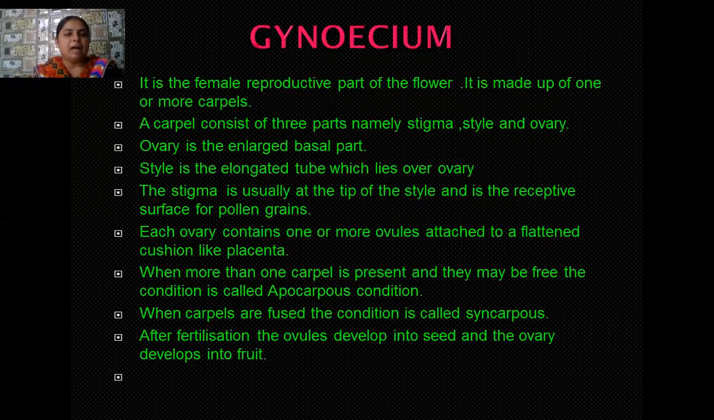And what happens after fertilization? These ovules, which are present inside the ovary, become the seed, and the ovary later ripens to form the fruit. So whenever you open a fruit, you always find seeds. These seeds are actually the ovules, and the fruit is actually the ripened ovary.